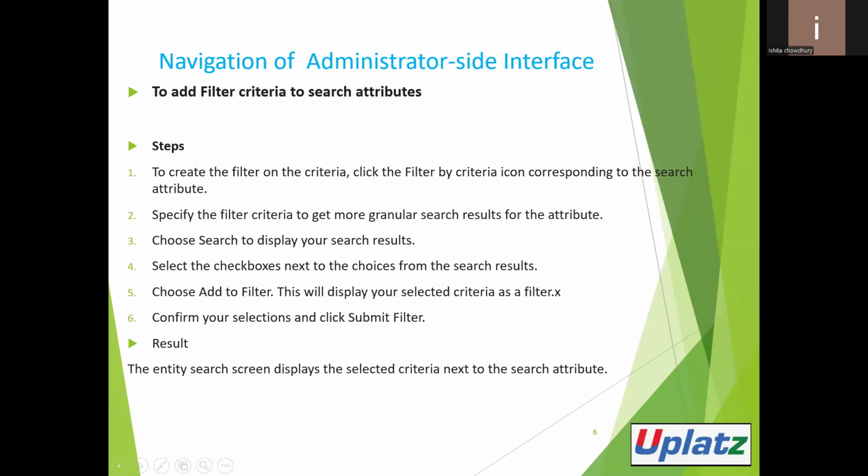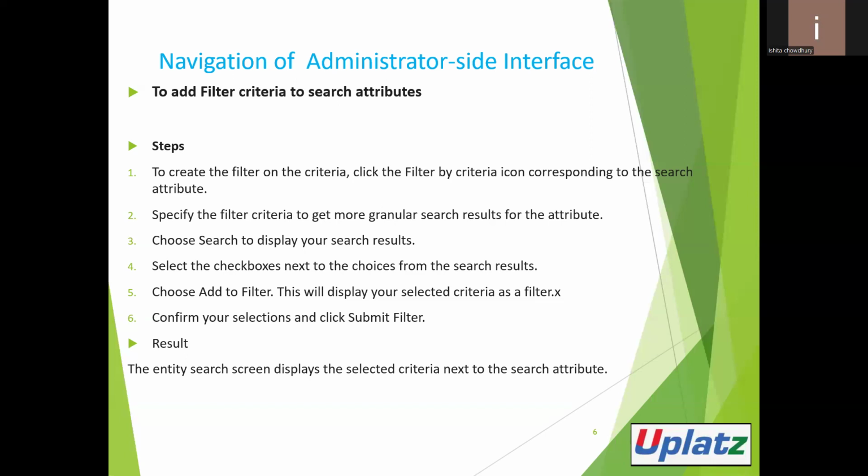Next is to add filter criteria to search attributes. To create the filter on the criteria, click the filter by criteria icon corresponding to the search attribute. Specify the filter criteria to get more granular search results for the attribute. Choose search to display your search result. Select the checkboxes next to the choices from the search result. Choose add to filter. This will display your selected criteria as a filter. Confirm your selections and click Submit filter.